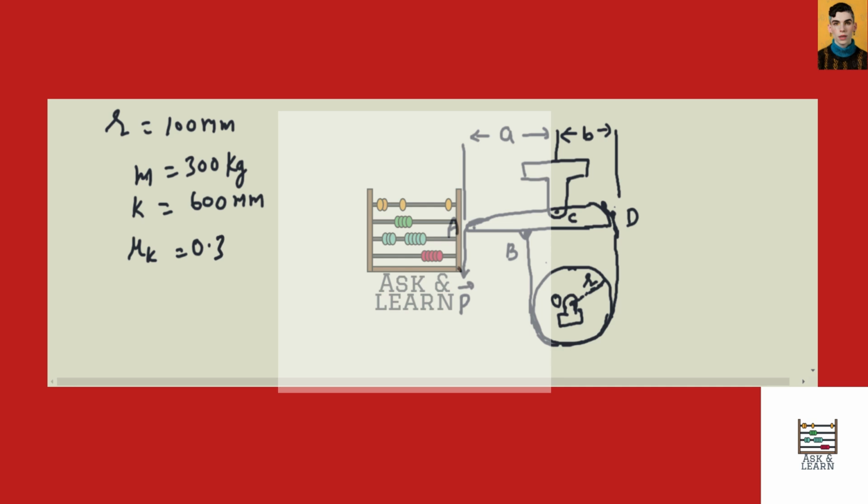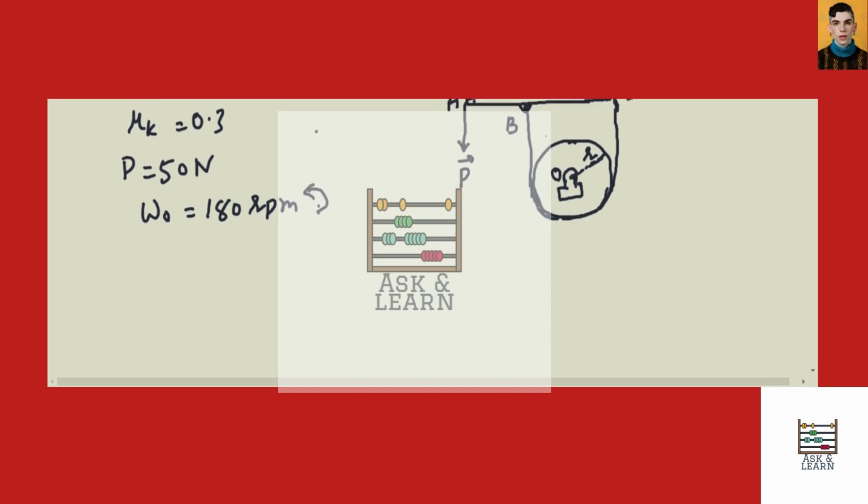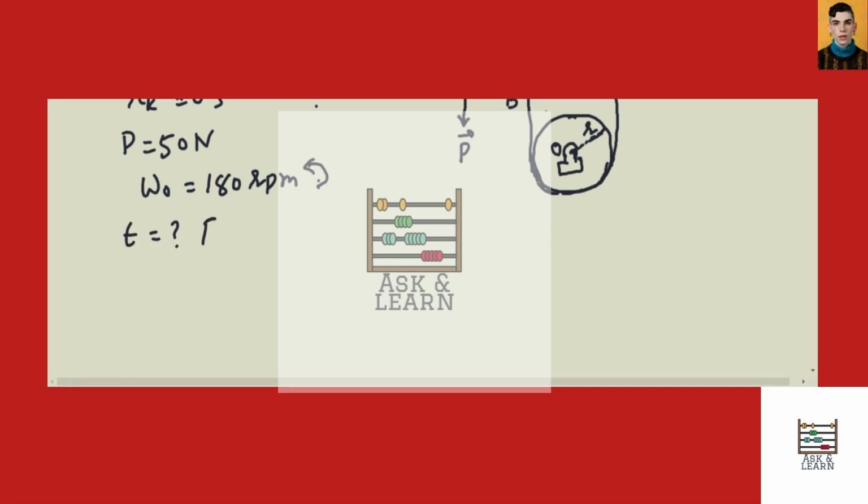Knowing that a force P having a magnitude of 50 Newton is applied at A when the angular velocity of the flywheel is 180 rpm in the counterclockwise direction, determine the time required to stop the flywheel. That is, the time for the flywheel to come to rest, given A is equal to 200 mm and B is equal to 160 mm.